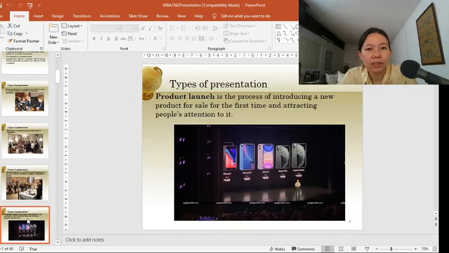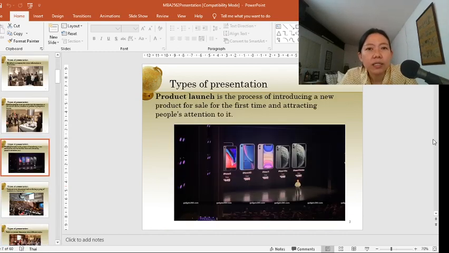The next type of presentation is product launch. A product launch is the process of introducing a new product for sale for the first time and attracting people's attention to it. For example, in this picture, the CEO of Apple might be introducing the new iPhone 11 Pro Max to a group of journalists for the first time.